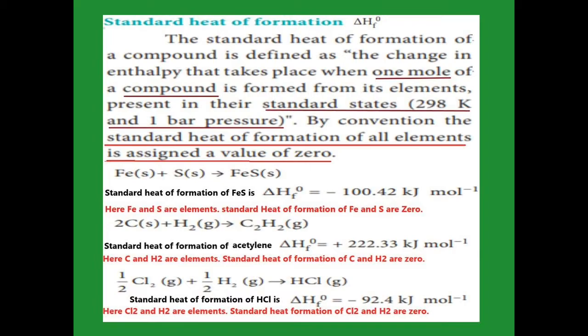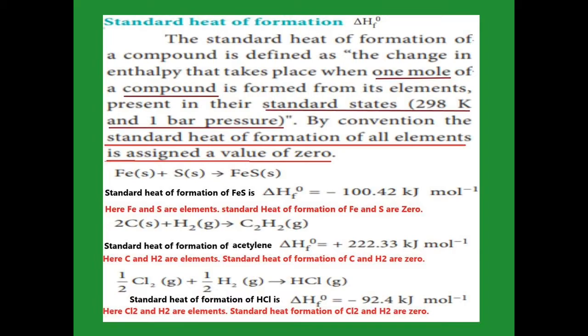Here, 1 mole of FeS alone is produced from the elements iron and sulfur in their standard condition. Standard condition means a temperature of 298 Kelvin and 1 bar pressure. That is called the standard heat of formation. What is formed here is the ferrous sulfide compound, and only 1 mole is formed.